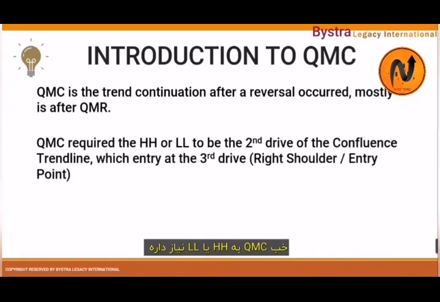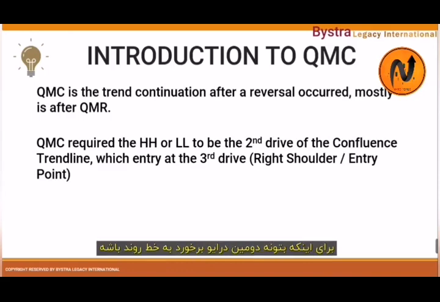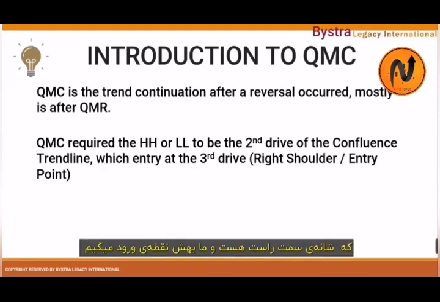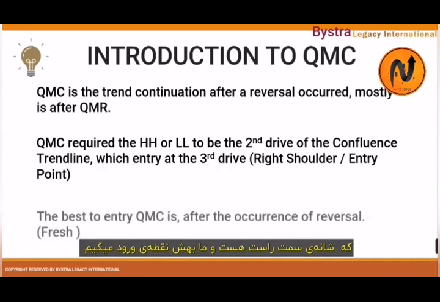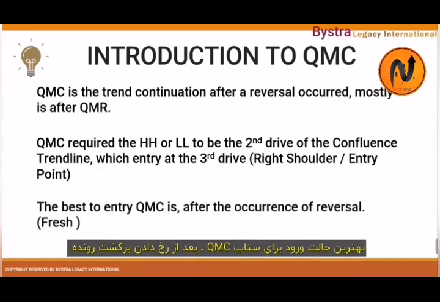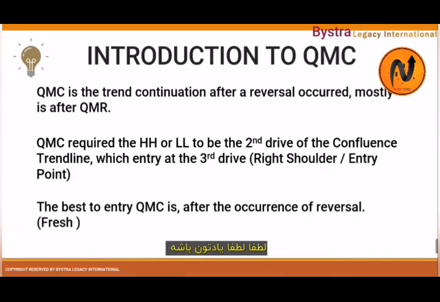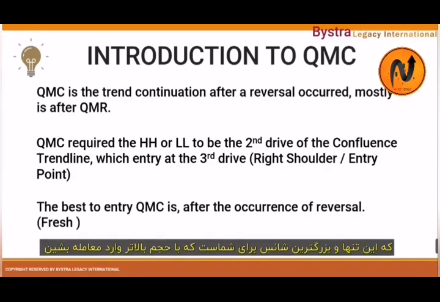So the QMC requires the higher high or the lower low, which is the head of the QM, to be the second drive of the confluence trend line. And we only enter at the third trend line, which is the right shoulder, or what we call the entry point. Now, the best time to enter a QMC is after the occurrence of a reversal. So whenever there's a QMR, it will come with a QMC. Please always take note that this is your high chance to enter a bigger load.